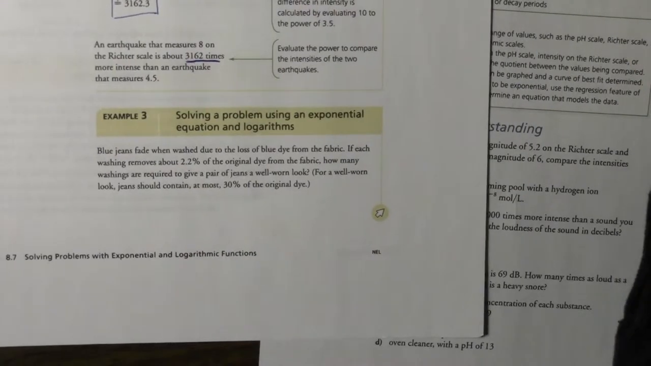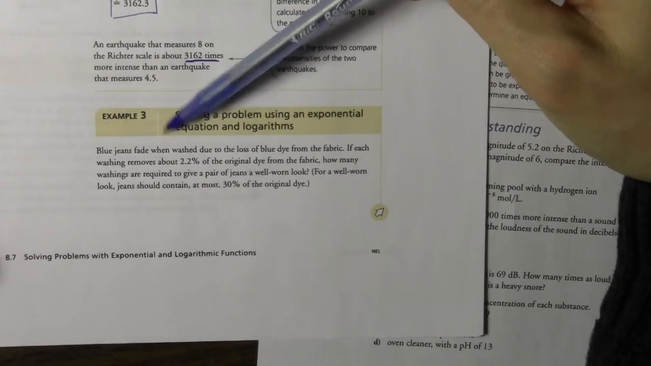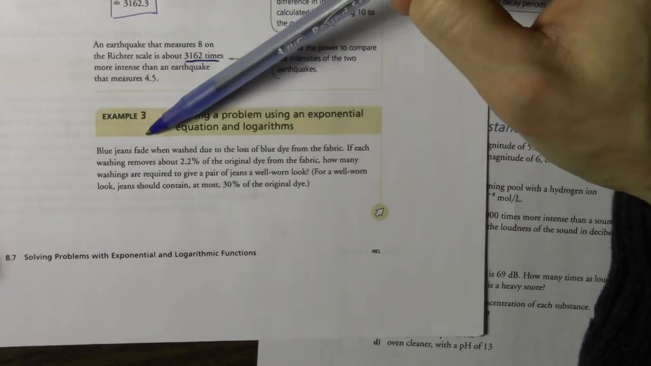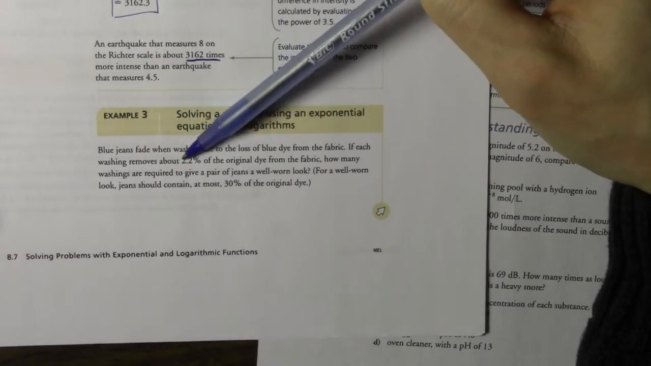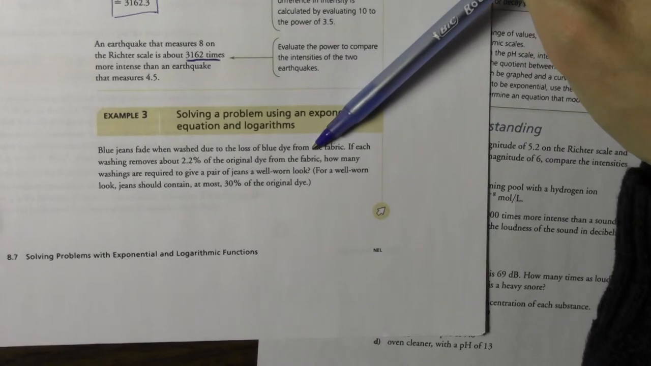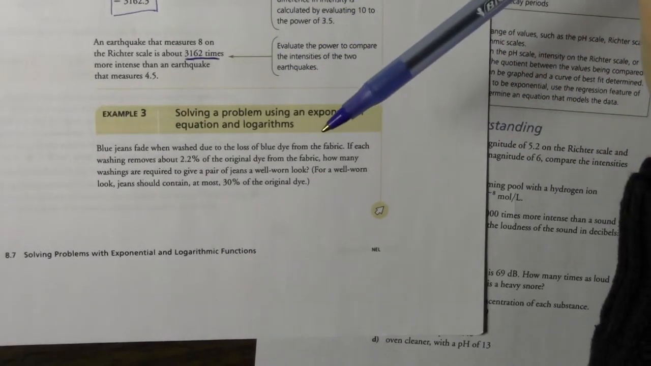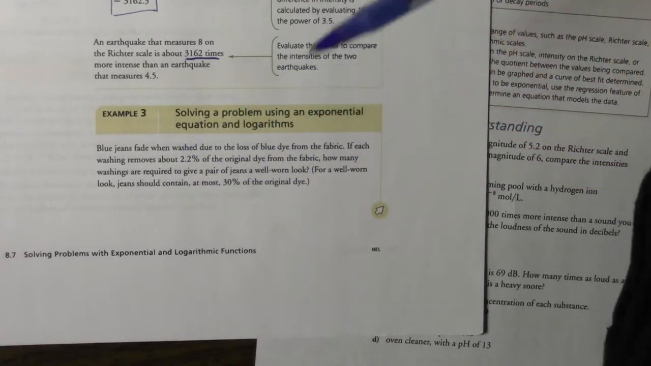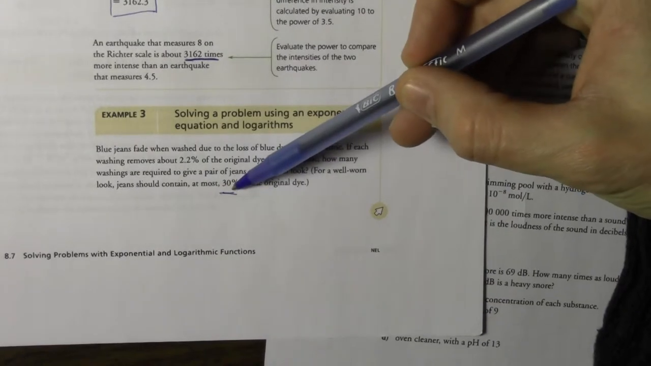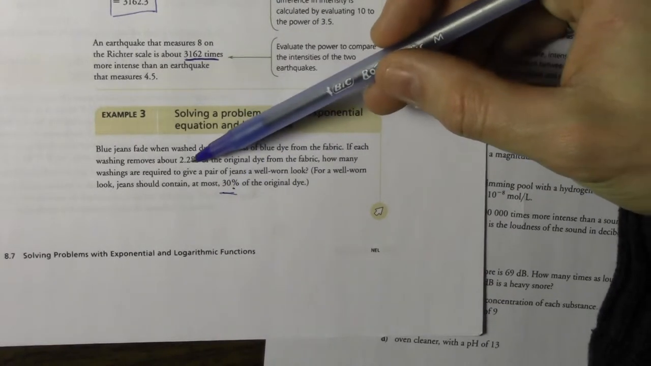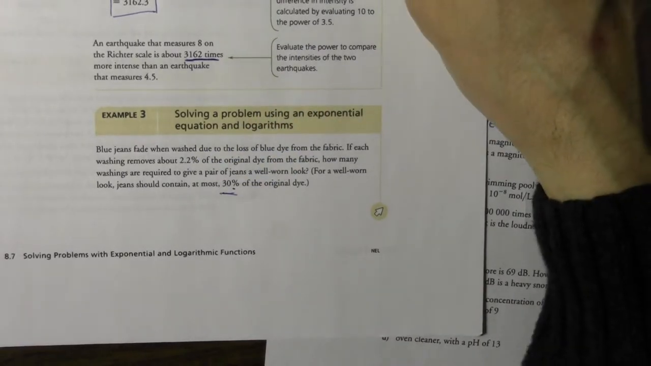All right, number 3. This one is the rate at which blue jeans fade. Blue jeans fade when washed due to the loss of blue dye from the fabric. If each washing removes about 2.2% of the original dye from the fabric, how many washings are required to give a pair of jeans a well-worn look? For a well-worn look, jeans should contain at most 30% of the original dye. So we need to know how many washes it takes to get from 100%, decreasing 2.2% each wash, to 30%.